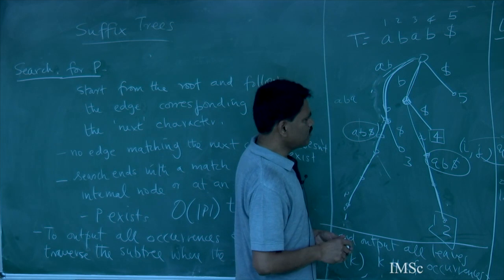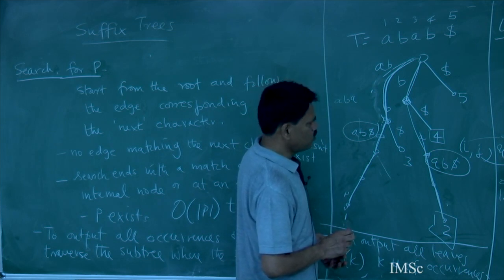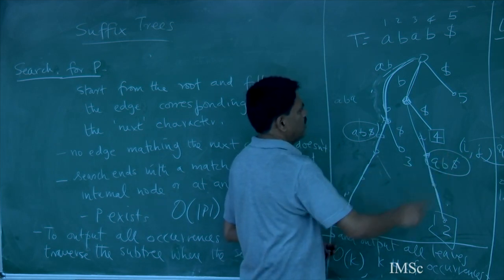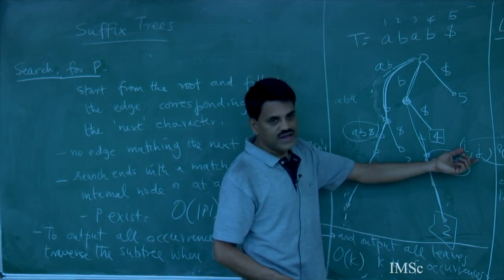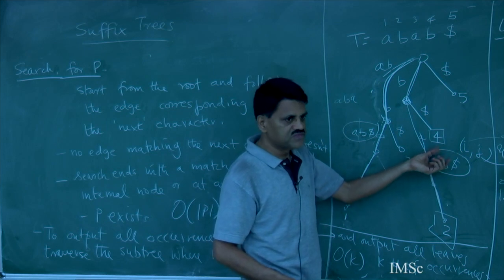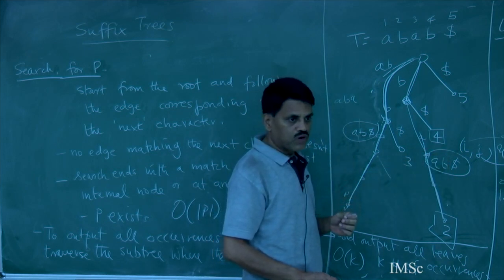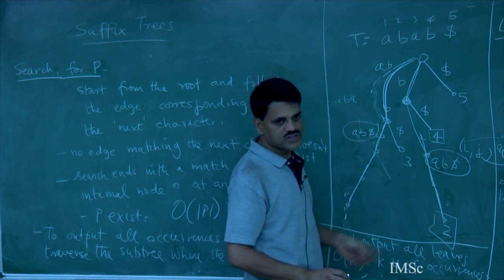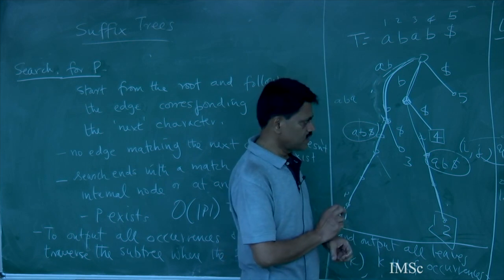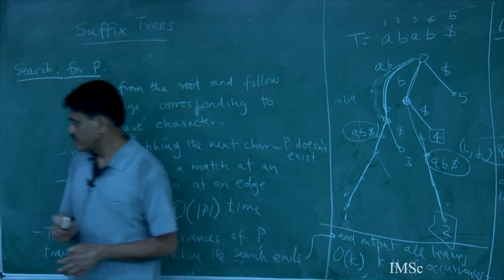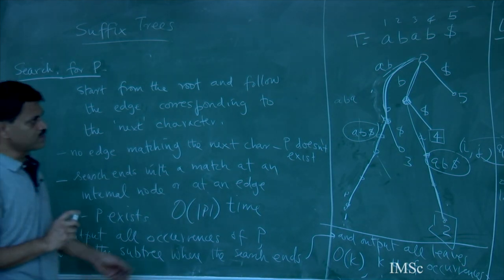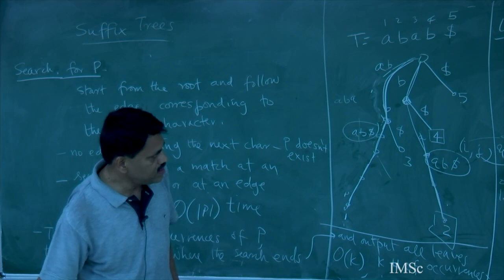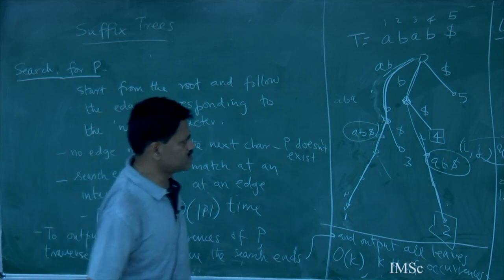So one simple optimization you can do is that instead of storing two numbers, the starting and ending position of the string here, what I will remember is only the length of the string. So we will just remember only the length. Will that help for my search?